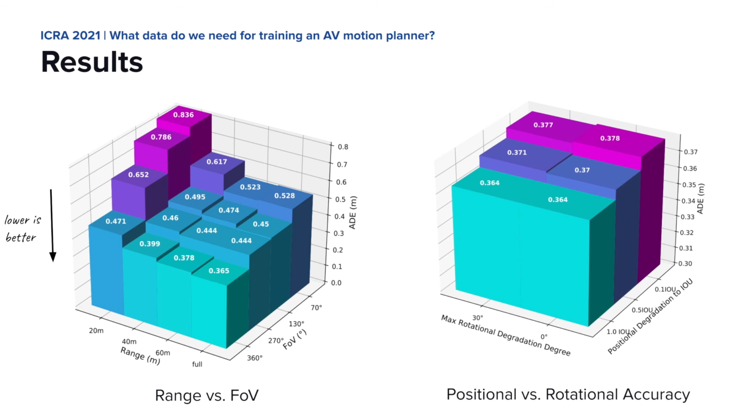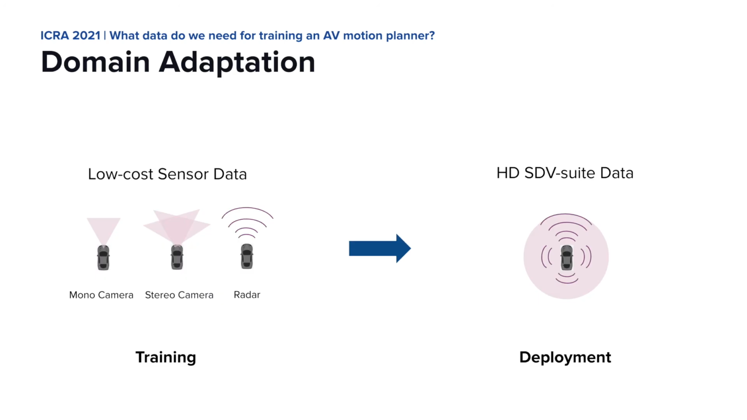On the right side, we show the results for the accuracy alteration. The results suggest that the machine learning planner is more sensitive to rotational accuracy than positional accuracy. However, the overall accuracy impact is very minimal compared to the range and field of view. With our experiment results, we understand better what data we need in order to train a machine learning planner from low-cost sensors and deploy it on self-driving vehicles.